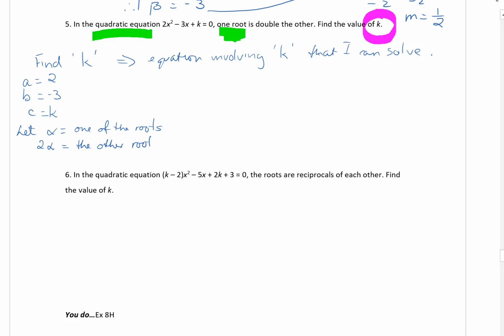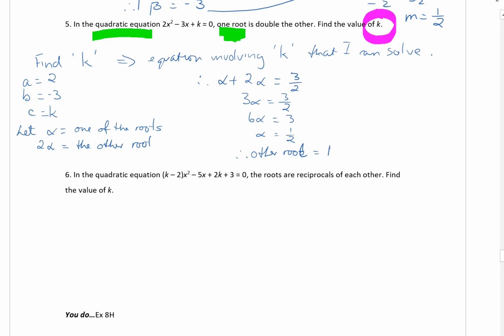We know that the sum of the roots, alpha plus 2 alpha, is minus b on a, which is 3 on 2. So we've got that 3 alpha is 3 on 2. 3 2s is 6, so alpha is 3 on 6, alpha is a half. Therefore, the other root is 1.